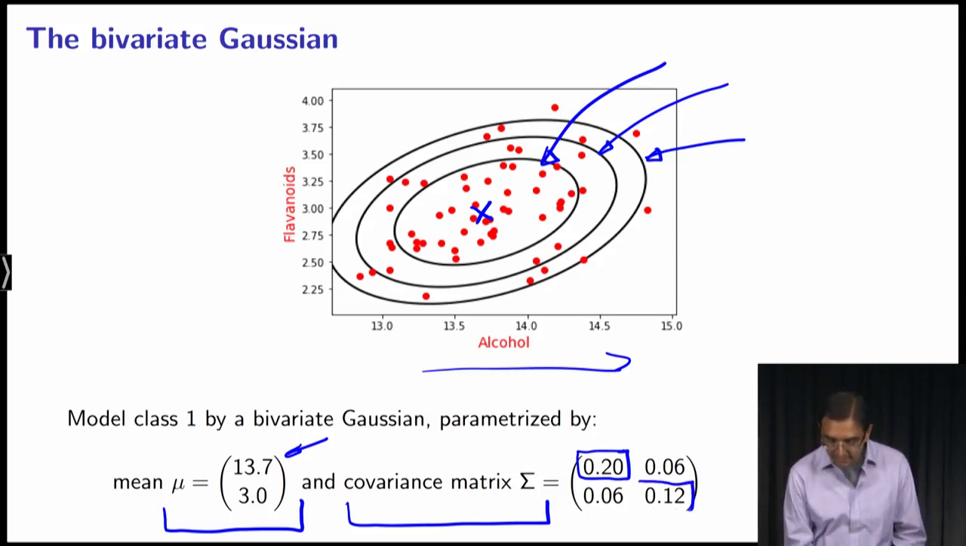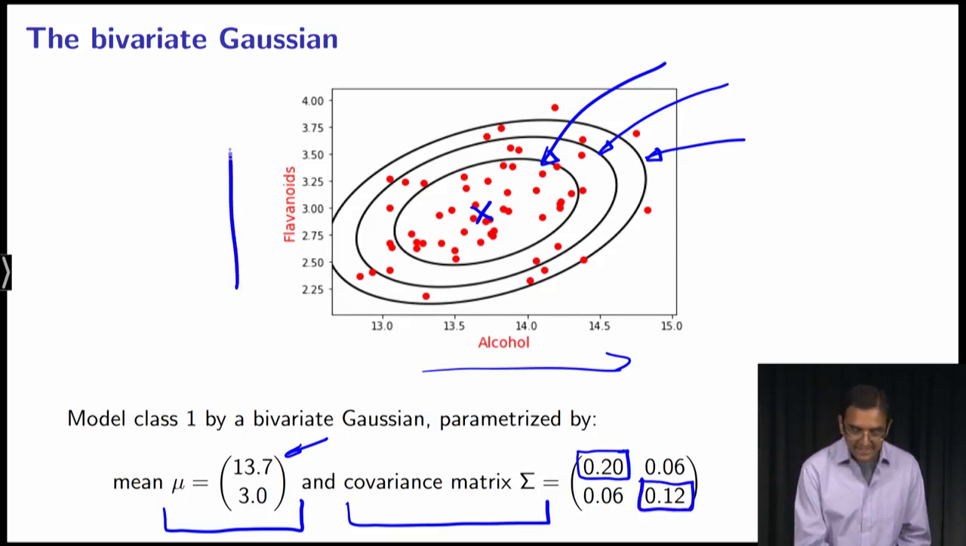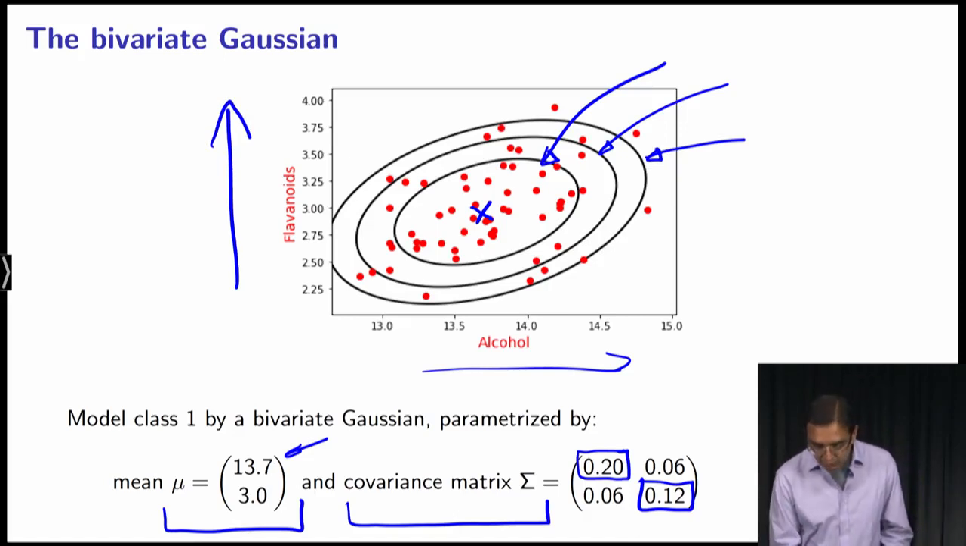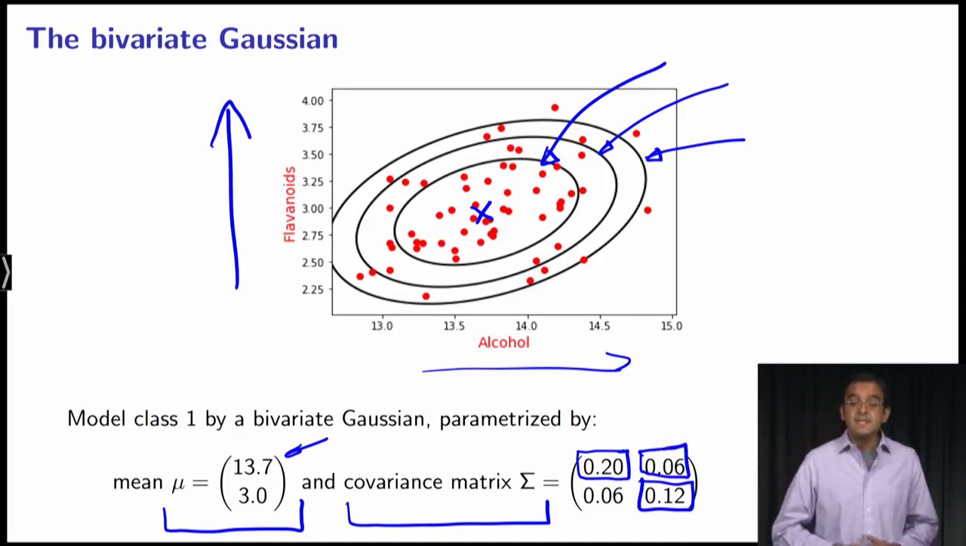This number over here is the variance along the second direction. It's just the variance of all the flavonoid numbers. The interesting thing is this number over here. This is the covariance between the two features, between the alcohol level and the flavonoid level. So let's quickly recall what that is. What is the covariance between two random variables?